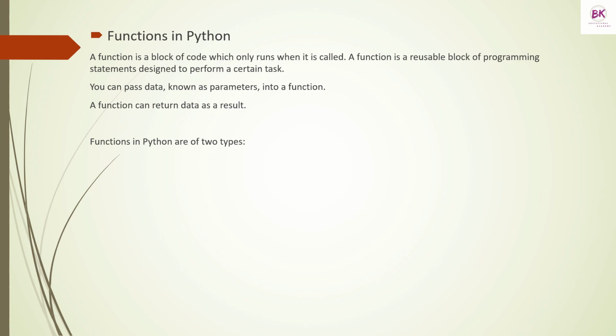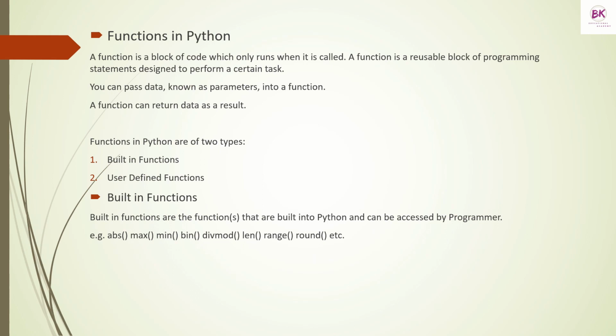Functions in Python are of two types. One is built-in functions and number two, user-defined functions. So let's discuss what built-in functions are. Built-in functions are the functions that are built into Python and can be accessed by the programmer. For example, we have max, min, bin, len. By using len, we can find out the length of any string or any character set which we have. We have round, and there are many more.